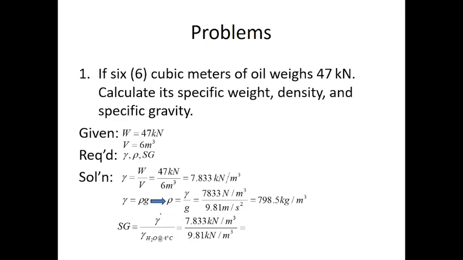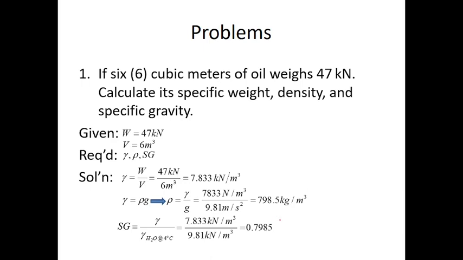So the obtained specific weight is 7.833 kilonewtons per cubic meter, and I will divide that by the specific weight of water at 4 degrees Celsius, that is 9.81 kilonewtons per cubic meter. I already introduced this in my previous discussion, no? And in this case, the specific gravity is equal to 0.7985. So what's the implication of a specific gravity of 0.7985?